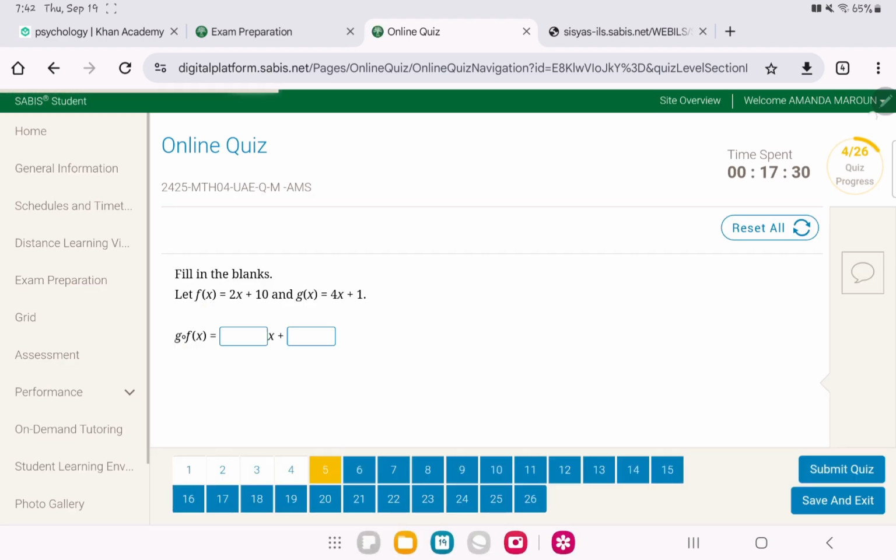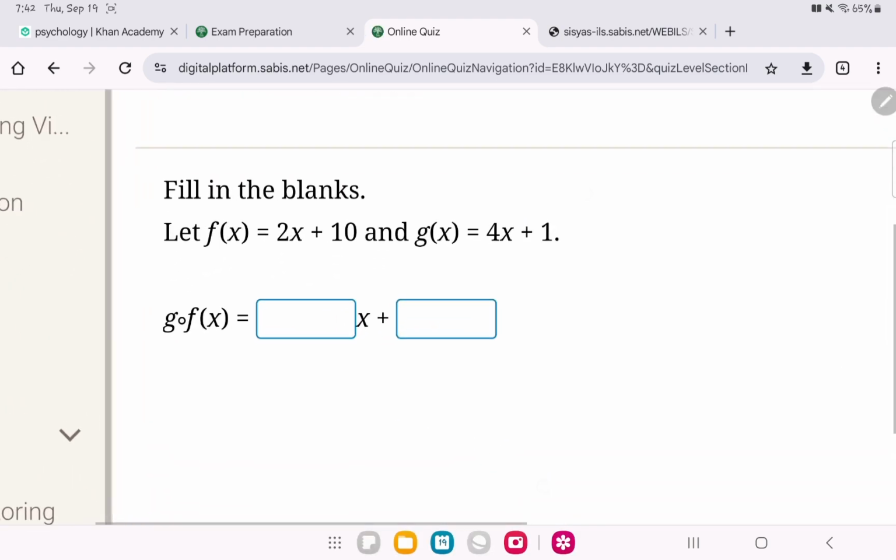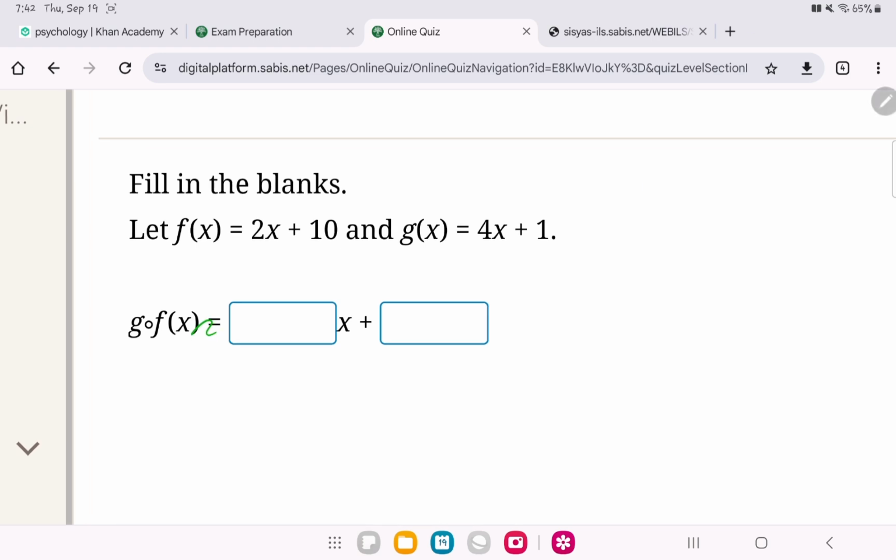Question number 5. This is very important. Look, we have x, then first we have g of f(x). Let's do it like this. We're going to go from the right to the left. We have f(x), so that means we replace the f(x) by its expression. It's basically going to be the same, 2x plus 10.